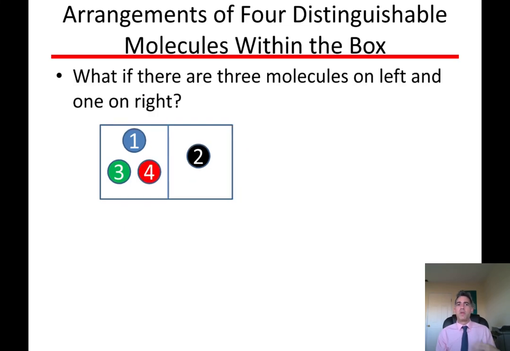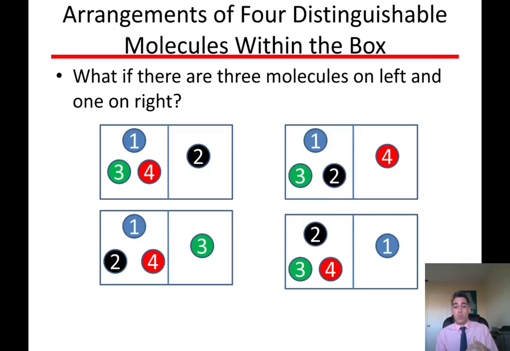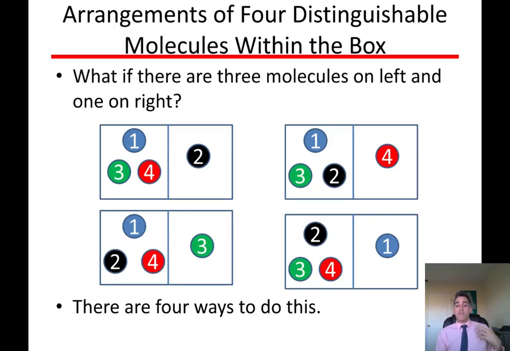Let's now think about what would happen if we start distributing mass throughout the box. Now putting 3 molecules on the left and 1 on the right. We can think about how many arrangements or how many microstates would be available to us in this case. We don't have to just have molecule number 2 on the right-hand side. You could also put molecule 1, 3, or 4 on the right-hand side. And that gives us 4 different ways, or 4 different microstates, or 4 different arrangements that are possible when you have 3 molecules on the left and 1 on the right.